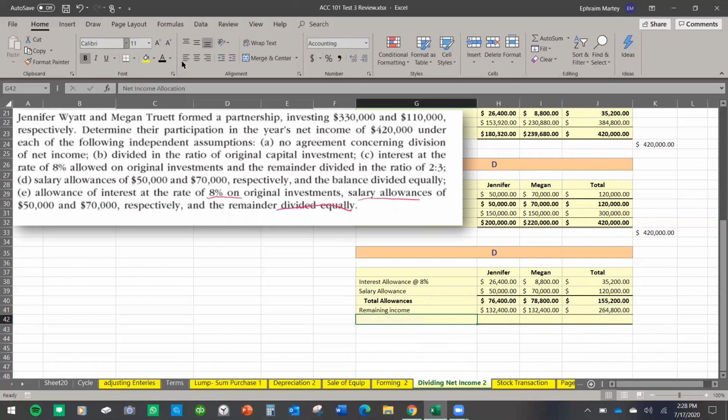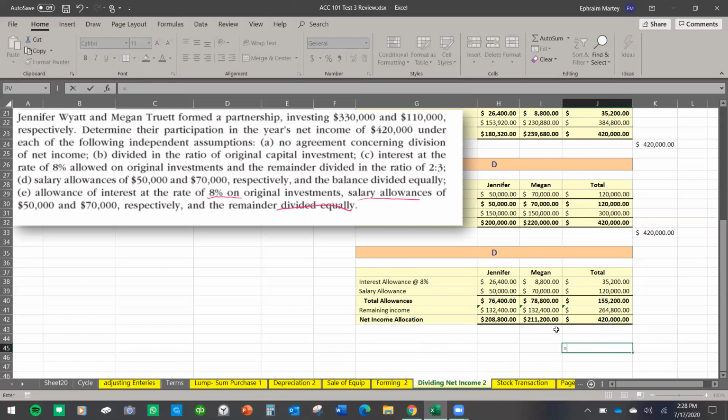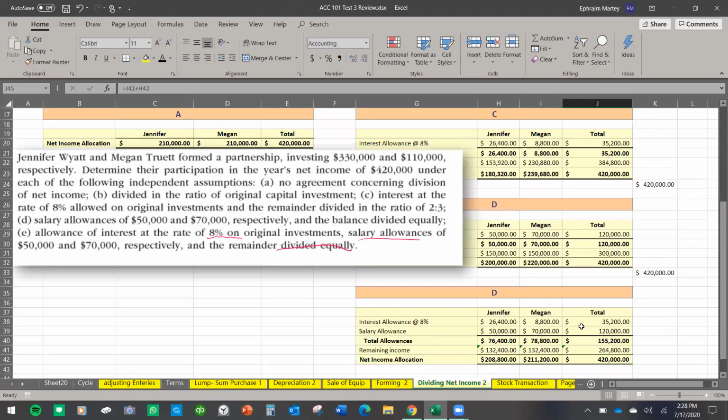Okay, now what is their total allocation for the net income? To find Jennifer's, you take Jennifer's total allowance plus the remaining, how much she got on the remaining, and you drag it all the way, and you have 420,000. Or you can double check by taking this and adding this, it gives you the same 420,000. So be careful, and you can pause the video and watch this part. It's very critical. But we have to continue anyway.